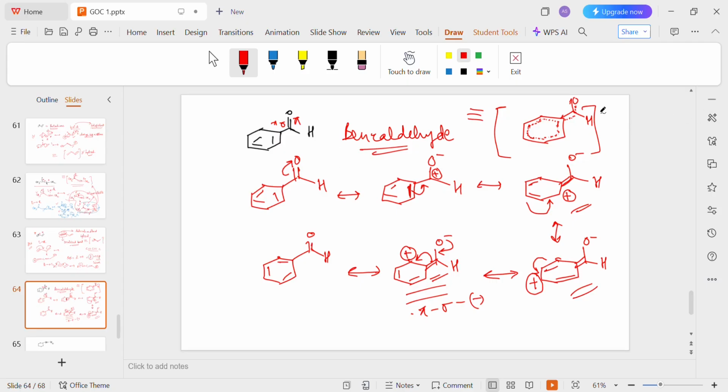Charge separation कहाँ होगा? ऑक्सीजन के पास partial negative आएगा, because these all are the stable contributors. Okay, unstable contributor कब होता है? जब ये ऑक्सीजन रिंग की तरफ जा रहा होता, बट अभी रिंग से दूर आ रहा है. So this is partial negative.